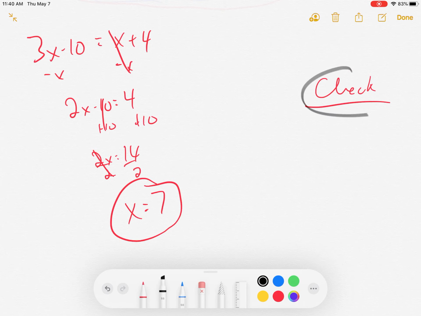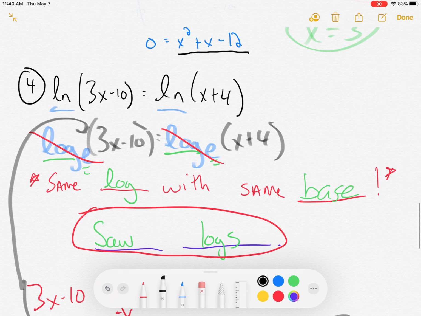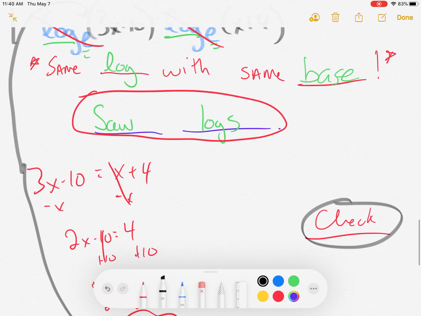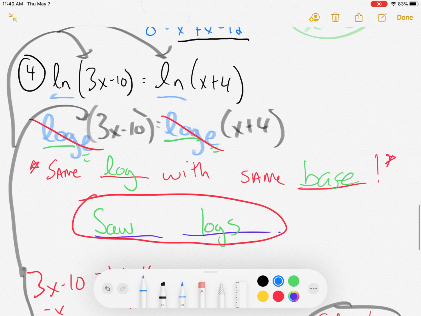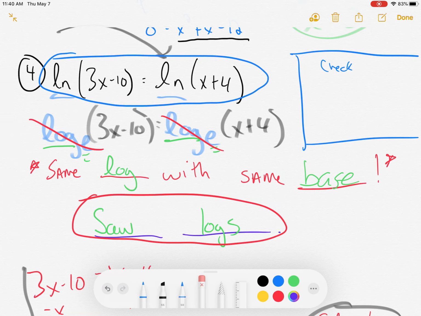Now, we still need to do our check because when I plug this back in, I know I canceled off the logs, but think of that as a shortcut. I still got to check to make sure it makes sense in my original problem. So I got to plug in 7 in both of those. Okay, so I'll move my check up here so that you can actually see. Check. I'm plugging 7 into the original problem. I notice how messy this is. I apologize.